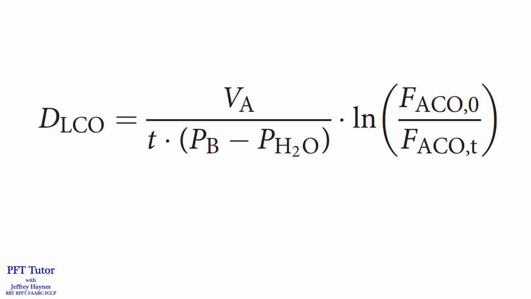Let's review the components of DLCO, and the easiest way to do that is to examine the formula used to calculate DLCO. So the DLCO is the alveolar volume divided by the product of the diffusion time and the atmospheric pressure minus the pressure exerted by water vapor. This is then multiplied by the natural log of the alveolar concentration of carbon monoxide at the beginning of the breath hold divided by the alveolar concentration of carbon monoxide at the end of the breath hold.